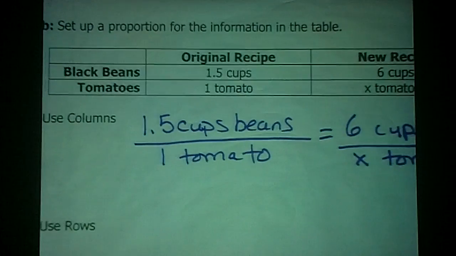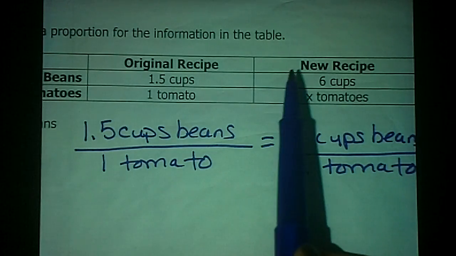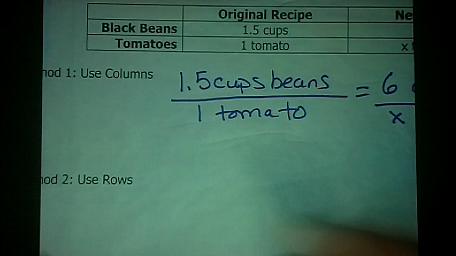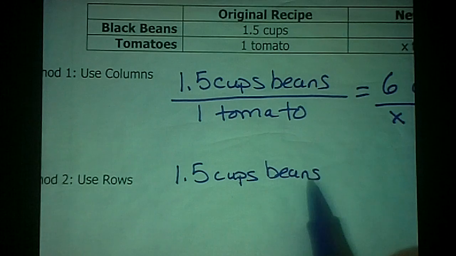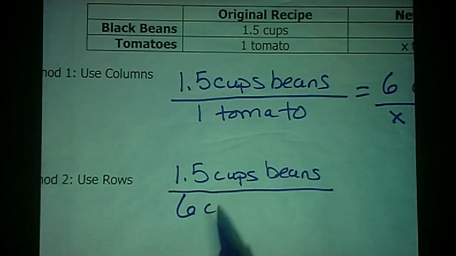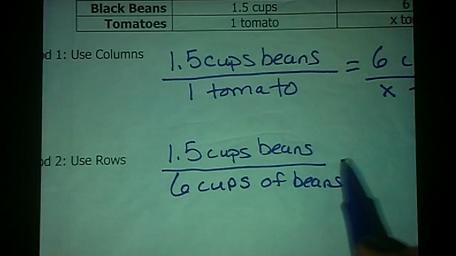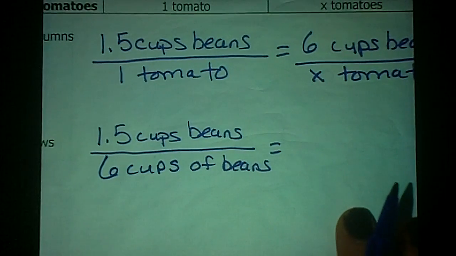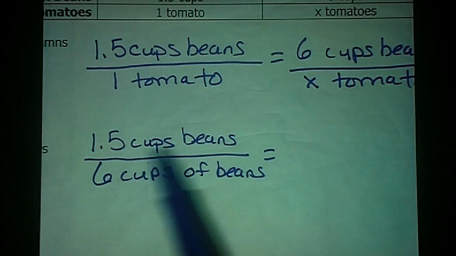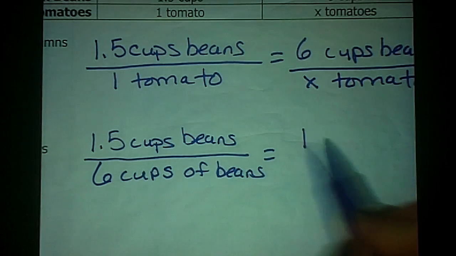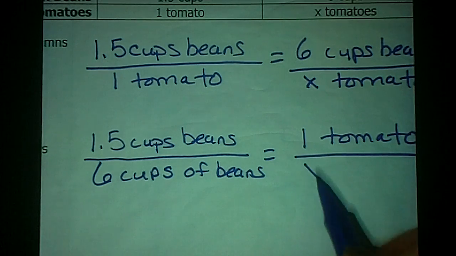Then we're going to write the same proportion using our rows. We're going to take 1½ cups of beans and 6 cups of beans and put them together on this side of the proportion. One and a half cups of beans, 6 cups of beans. That's a lot of beans. Which means we need the information on our tomatoes to be on the other side of our proportion. Remember that since 1½ cups of beans went with 1 tomato, that needs to go on the top of the other proportion. And our unknown number of tomatoes needs to go on the bottom.